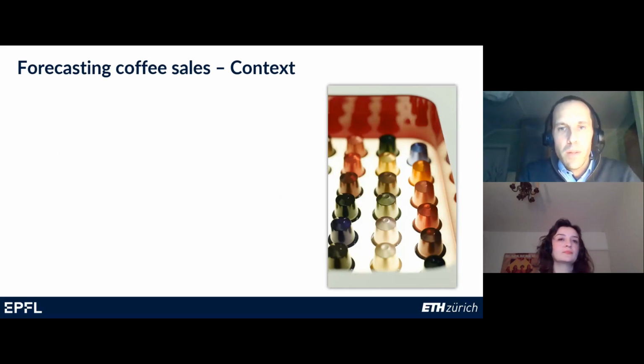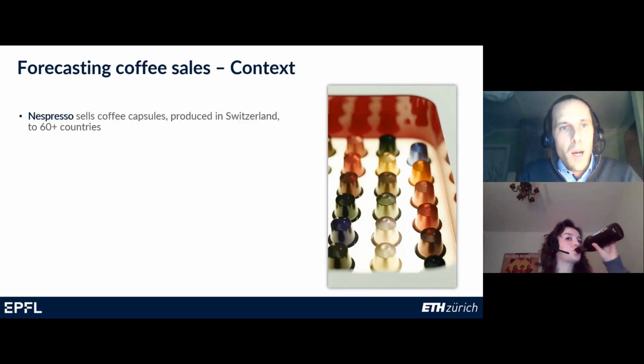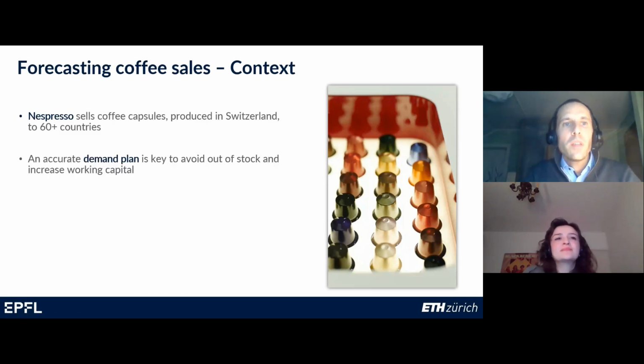We are talking here about capsules that Nespresso is selling. Nespresso produces all the capsules in Switzerland and then sells them in different countries around the world. One of the key things that Nespresso needs to know is what people are going to consume in the following months. This is important because you want to avoid being out of stock in some countries or in some boutiques, and you also want to avoid overstock and issues with your working capital.